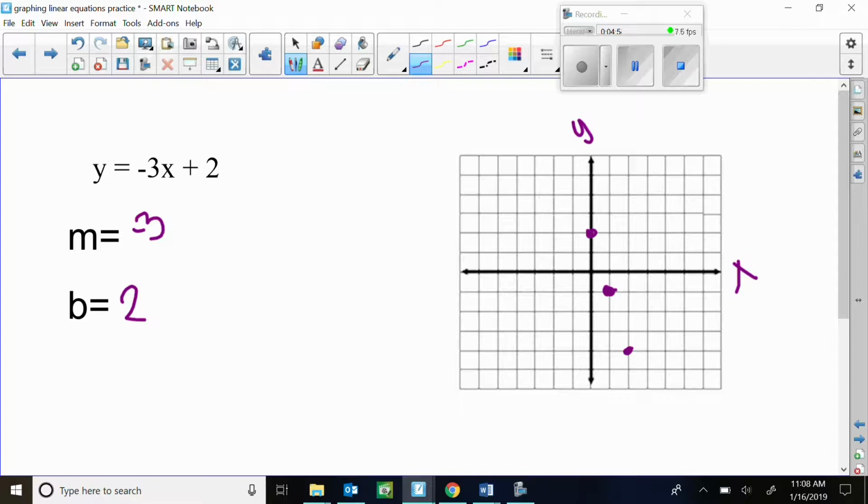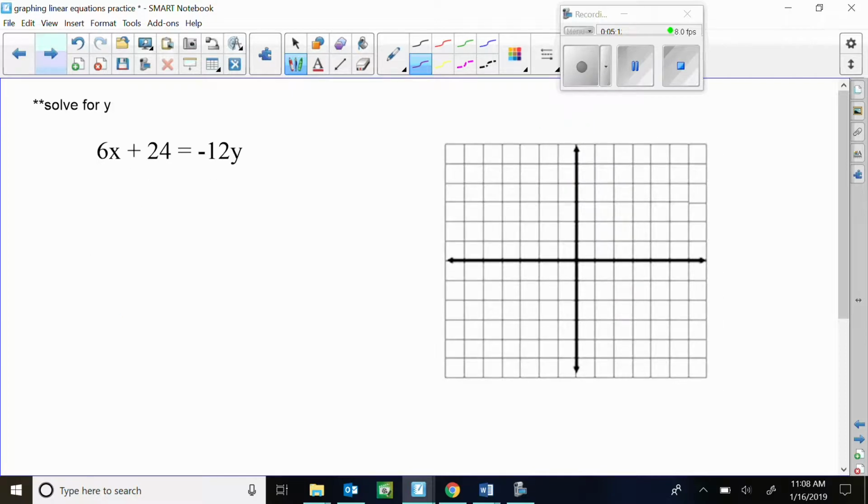I go back to my starting point, I'm going to go up 3, and to the left 1. And then I just connect my dots. And of course, you want to make sure you have your arrows that go through.